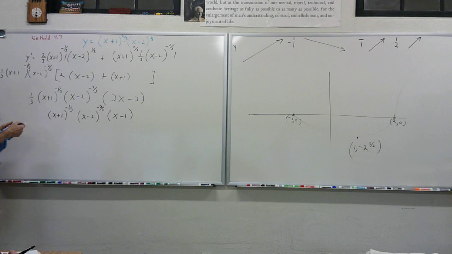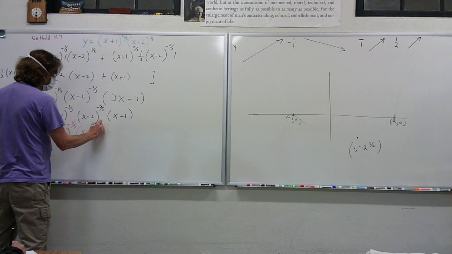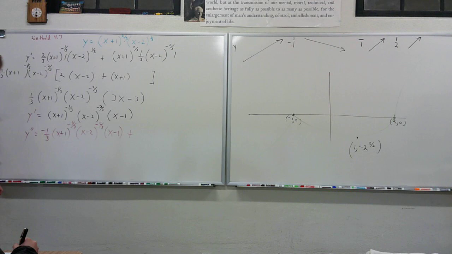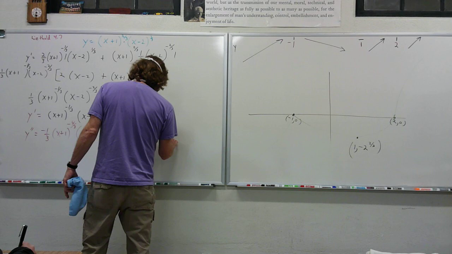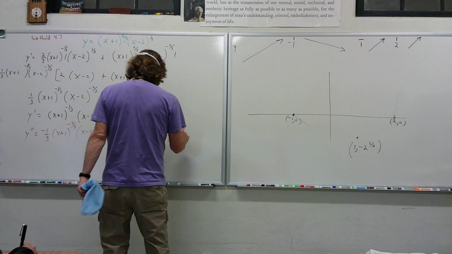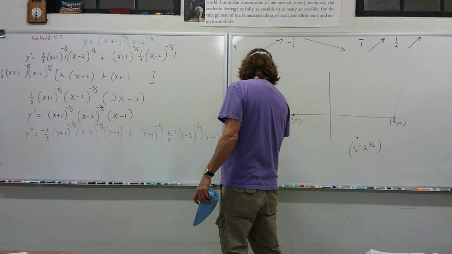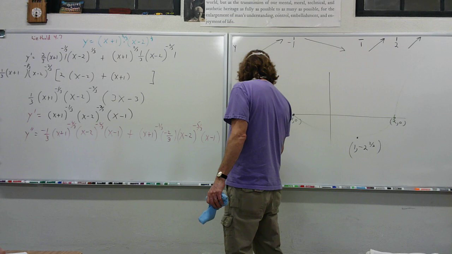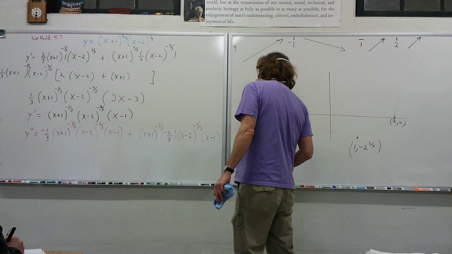Y prime equals... y double prime equals negative 1/3 times x plus 1 to the negative 4/3, times x minus 2 to the negative 2/3, times x minus 1, plus x plus 1 to the negative 1/3, times negative 2/3, x minus 2 to the negative 5/3, times x minus 1, plus x plus 1 to the negative 1/3, times x minus 2 to the negative 2/3, times just good old 1, because you're going to have 1, right?